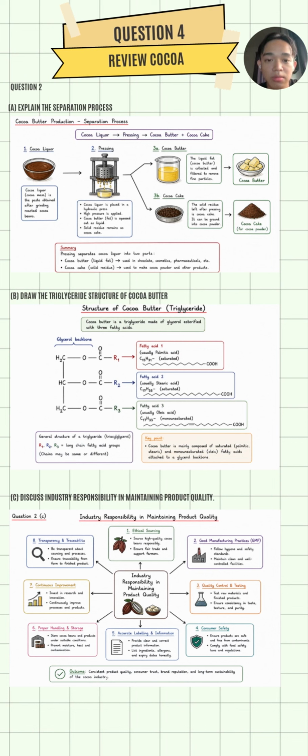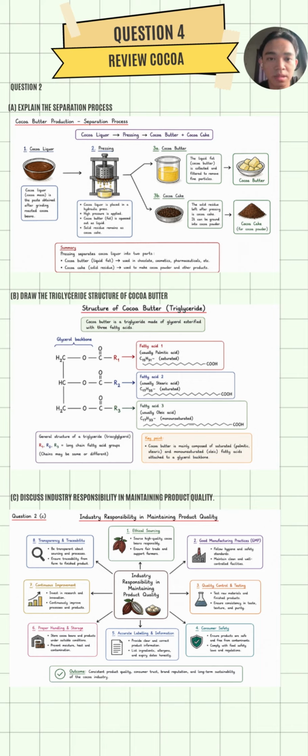This separation is important because cocoa butter is widely used in chocolate manufacturing as well as the cosmetic and pharmaceutical product. For question B, from a chemical perspective, cocoa butter mainly consists of triglycerides. A triglyceride is a molecule made of one glycerol backbone bonded to 3 fatty acids.